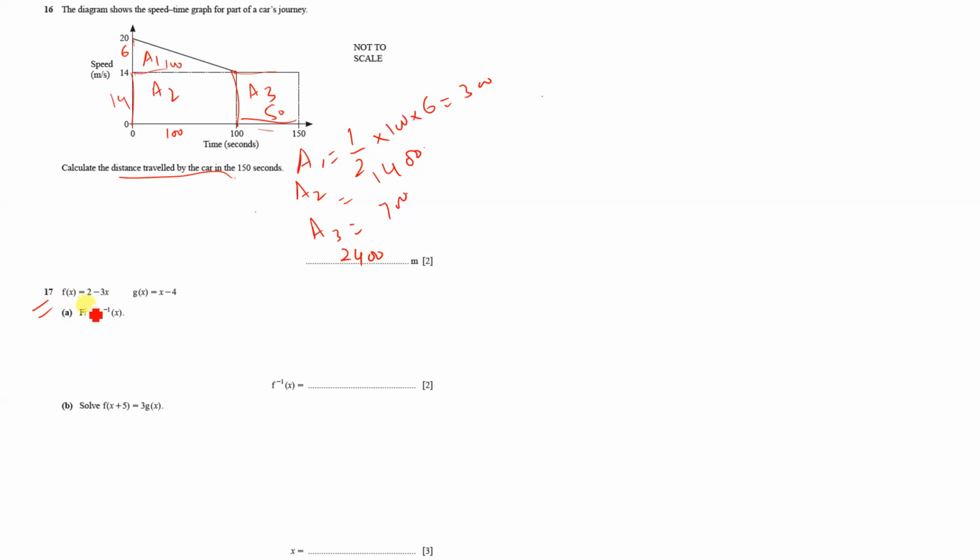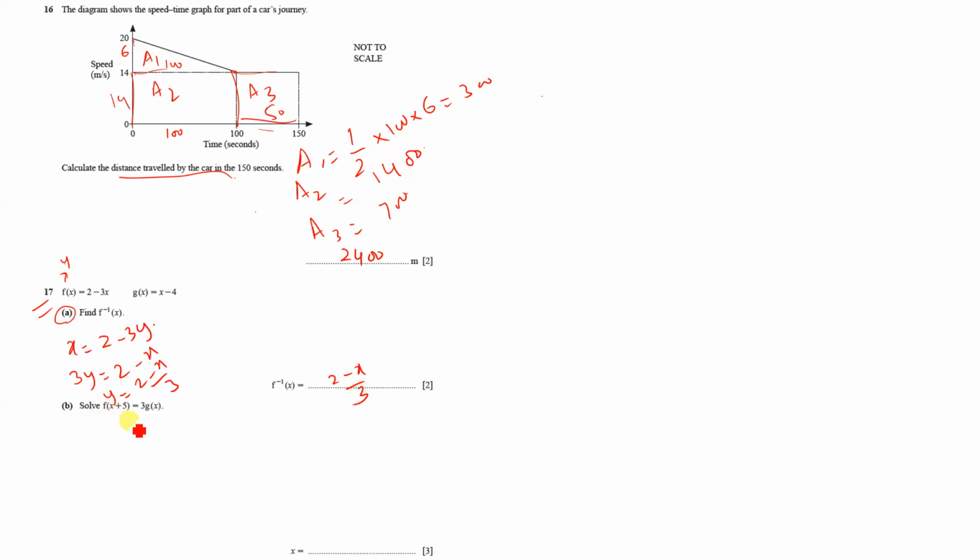Question number 17. We have two functions, f(x) is equal to 2 minus 3x, g(x) is equal to x minus 4. Part A, find f inverse x. And for this, in order to find f inverse x, replace this f(x) by y. So we have y is equal to 2 minus 3x. Now interchange x and y. x is equal to 2 minus 3y. And the value of y will give us f inverse x. Now 3y is equal to 2 minus x and y is equal to (2 minus x) over 3. So f inverse x is (2 minus x) divided by 3.